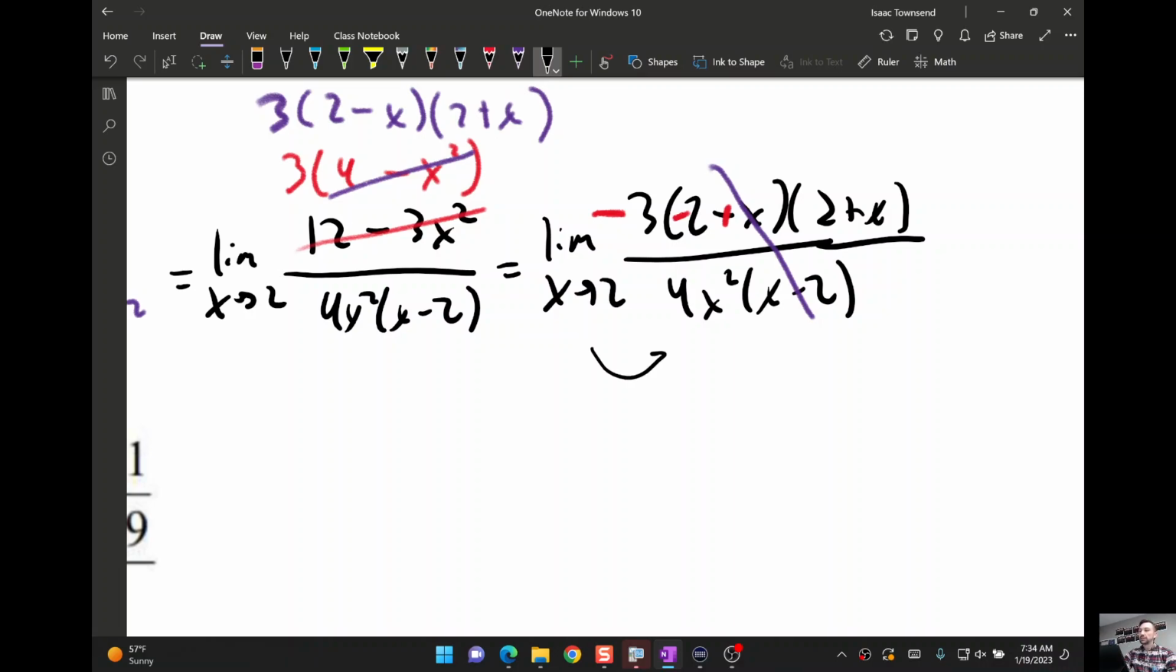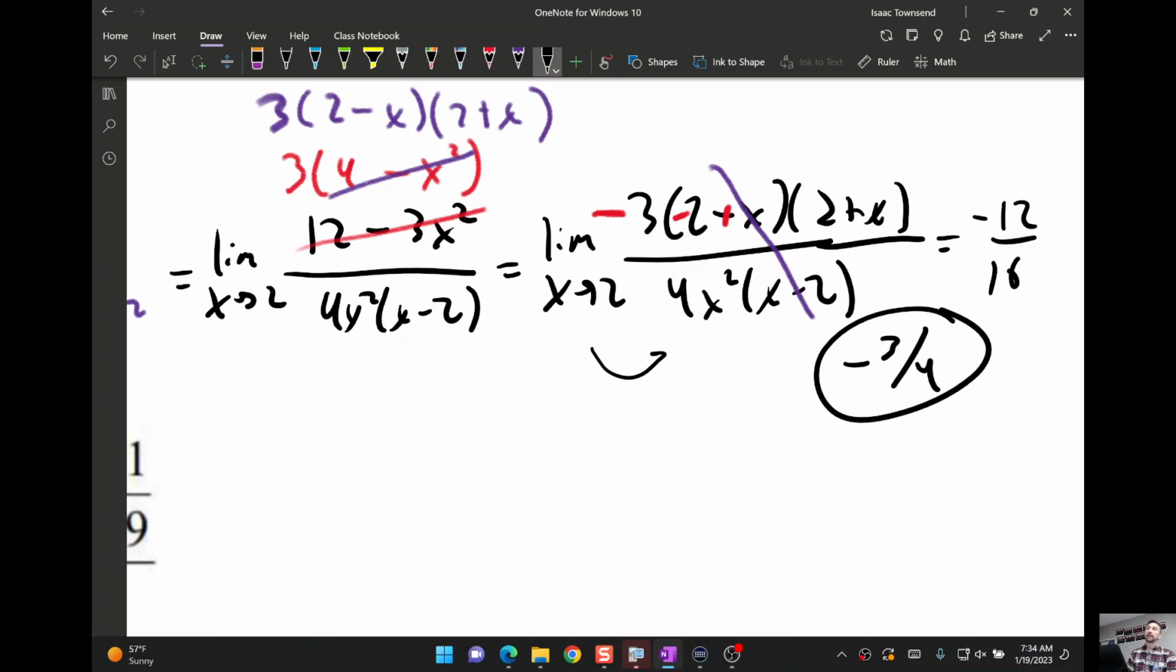And then finally that something is canceled. It looks like it is ready to go. Negative 3 times 4 and 4 times 4. And if we reduce, I would end up with negative 3/4. Okay, any questions about the end of that question?